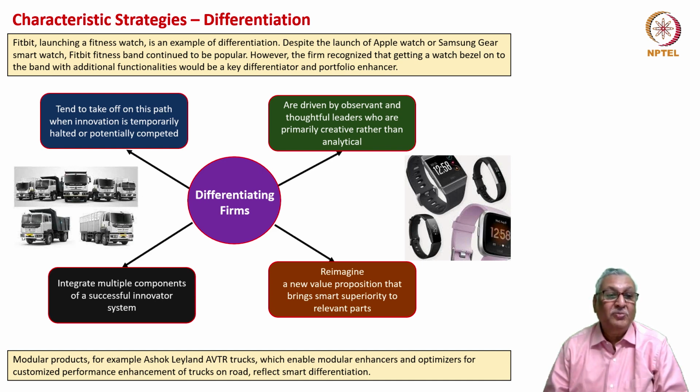They tend to take off on this path when innovation is temporarily halted or potentially competed. Second, they are driven by observant and thoughtful leaders who are primarily creative rather than analytical. They integrate multiple components of a successful innovator system, and they reimagine a new value proposition that brings smart superiority to relevant parts. When companies believe that they have an innovative pathway on their hand, but it is probably not appropriate to look for the final pioneering product, they might branch off into the differentiation mode and try to get it in a superior fashion, even if the innovator is ahead of them.